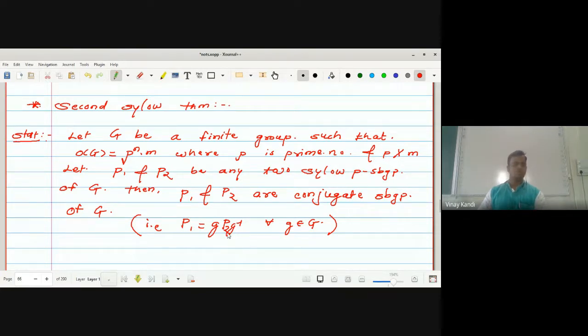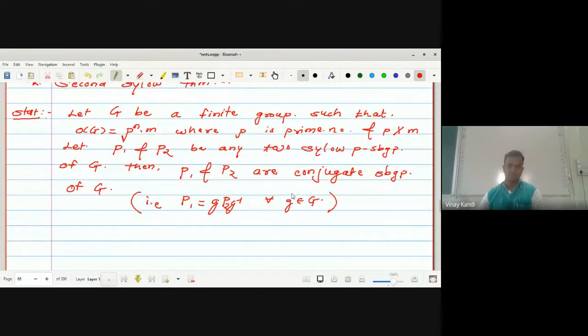If there are any two Sylow p-subgroups P1 and P2, the first theorem tells us that at least one Sylow p-subgroup exists. What does the Second Sylow theorem tell us? If there are two or more Sylow subgroups P1 and P2, then those subgroups are conjugate, that means P1 is equal to g P2 g inverse. Any doubt in this statement? Okay, look at the proof now.